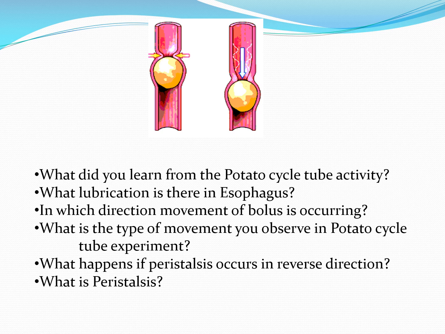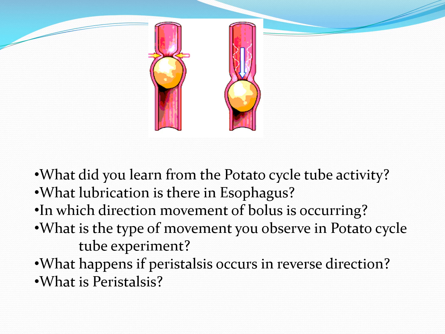Here, first question. What did you learn from the potato cycle tube activity? Peristaltic movement of bolus in esophagus. Second question. What lubrication is there in esophagus? Esophagus secretes a slippery substance called mucus. Next question. In which direction is movement of bolus occurring? That is downwards, into the stomach from food pipe. Next question. What is the type of movement you observe in potato cycle tube experiment? That is peristaltic movement.